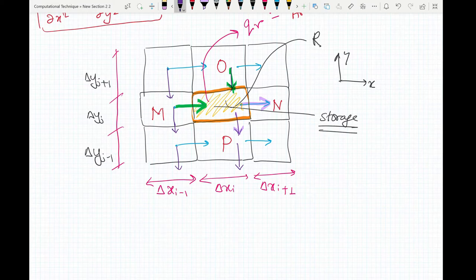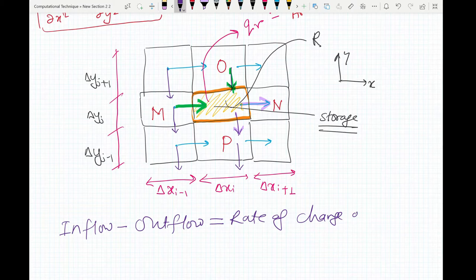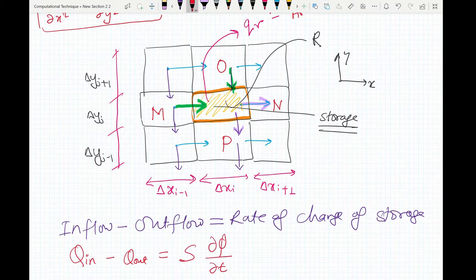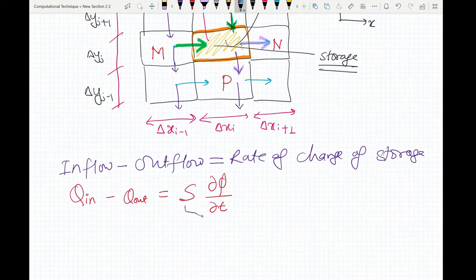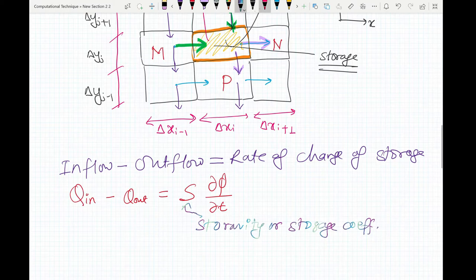Now if we look into our equation of mass conservation, which states that the inflow minus outflow must be equal to rate of change of storage. So for this case here, orange grid block, let's say this is Q inflow minus Q outflow equals to rate of change of storage. Now this rate of change of storage is given by S times d phi by dt, where S is known as storativity or storage coefficient, and d phi by dt is the rate of change of potential head per unit time.